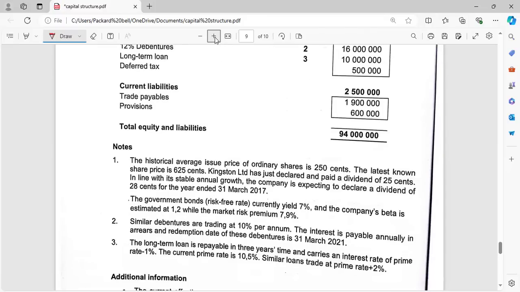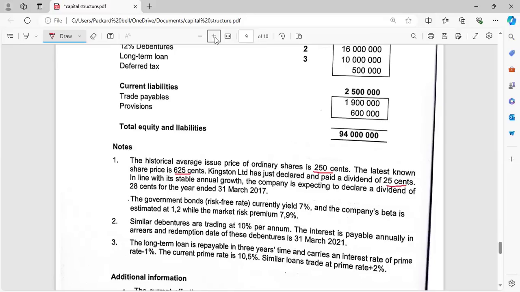On the notes, they say the historical average issue price of ordinary share is 250 cents. The latest known share price is, so we have two prices for the share. This is the historical and this is the latest. Then Kingston Limited has just declared and paid a dividend of 25 cents in line with its stable annual growth.